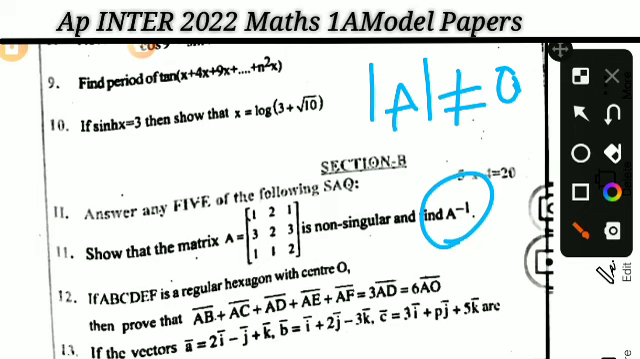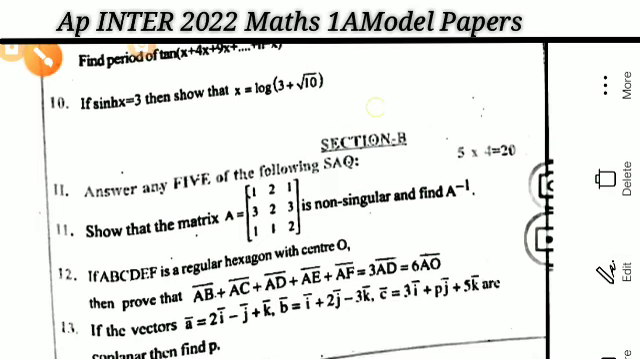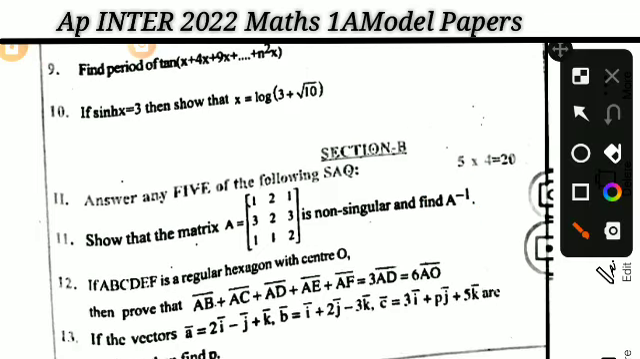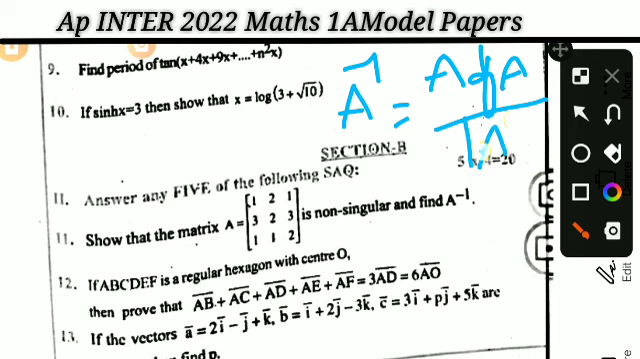What is the inverse formula for the 3 by 3 matrix? A inverse is equal to adjoint A by det A. Okay, this is the direct formula for the 3 by 3 matrix, A inverse is equal to adjoint A by det A. This is the formula.